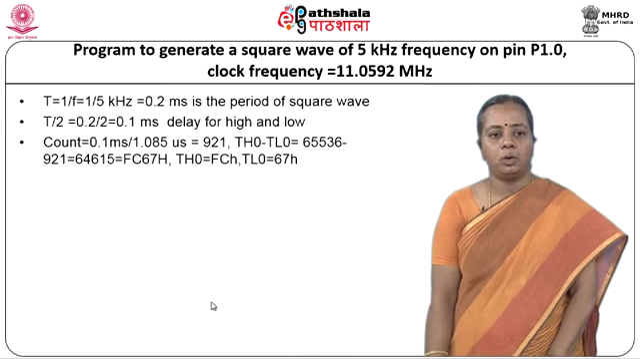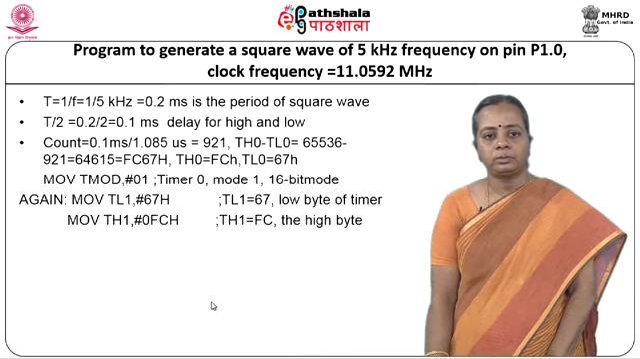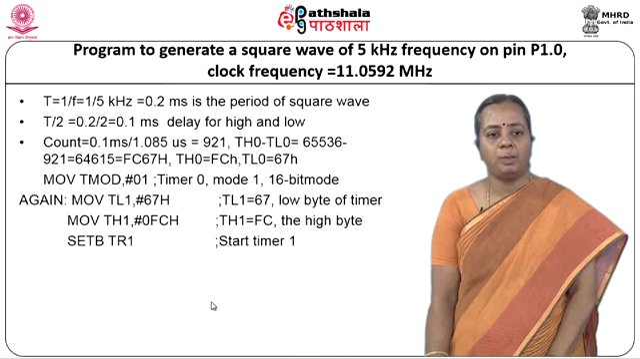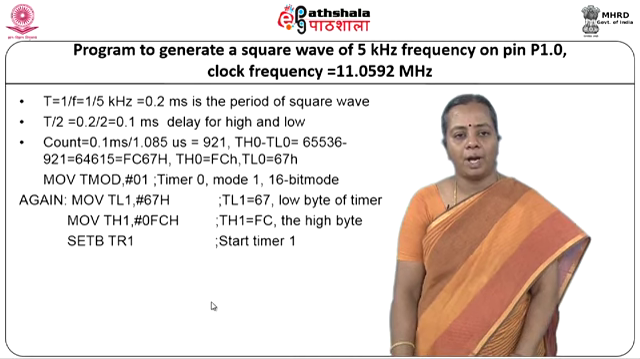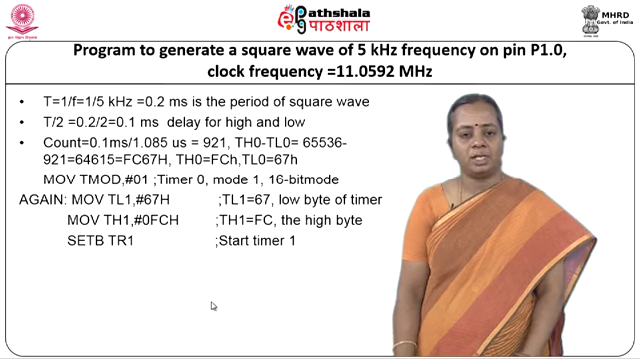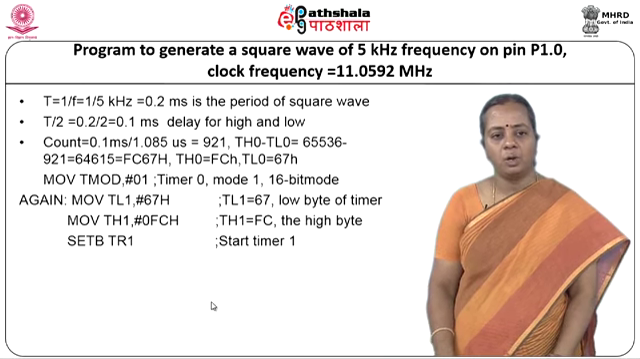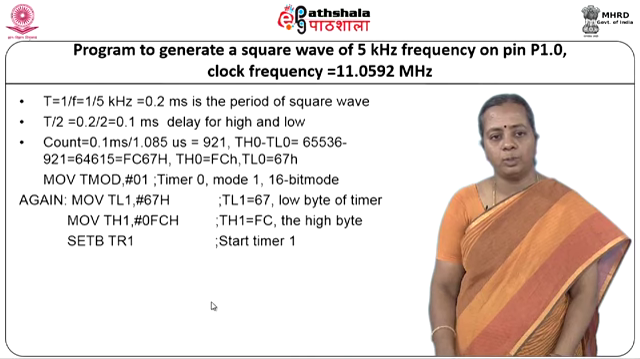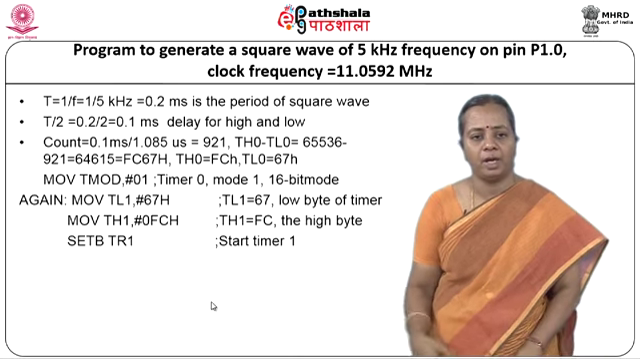Now, how to write a code to make a 5 kilohertz square wave which is generated at pin P1.0. T is equal to 1 by f, which is 1 by 5 kilohertz, which is equal to 0.2 millisecond. It is the period of your square wave, and the square wave period means 1 on and 1 off. So I can have T by 2, which is 0.2 by 2, equal to 0.1 millisecond. So I need to generate only 0.1 millisecond either for on time or for off time.